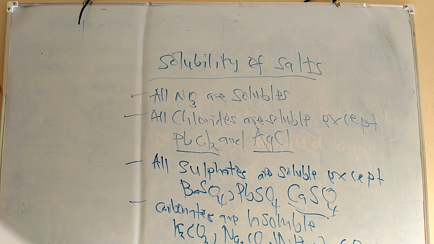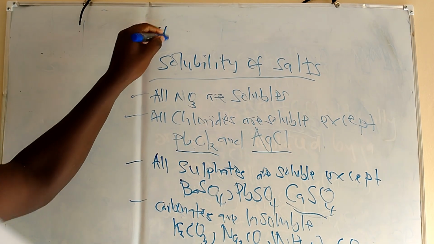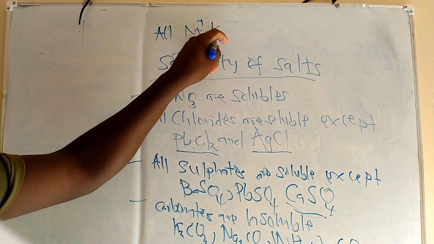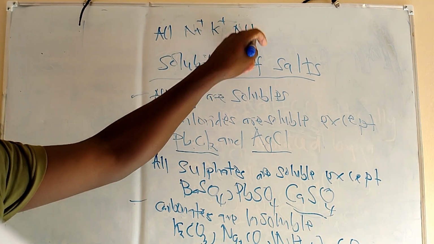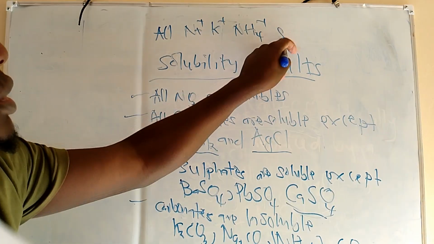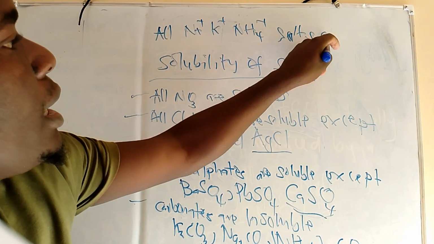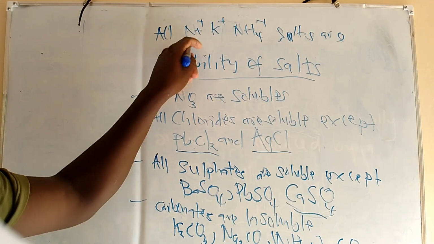So from this information, we can conclude that all sodium, potassium, and ammonium salts are soluble. They are soluble.